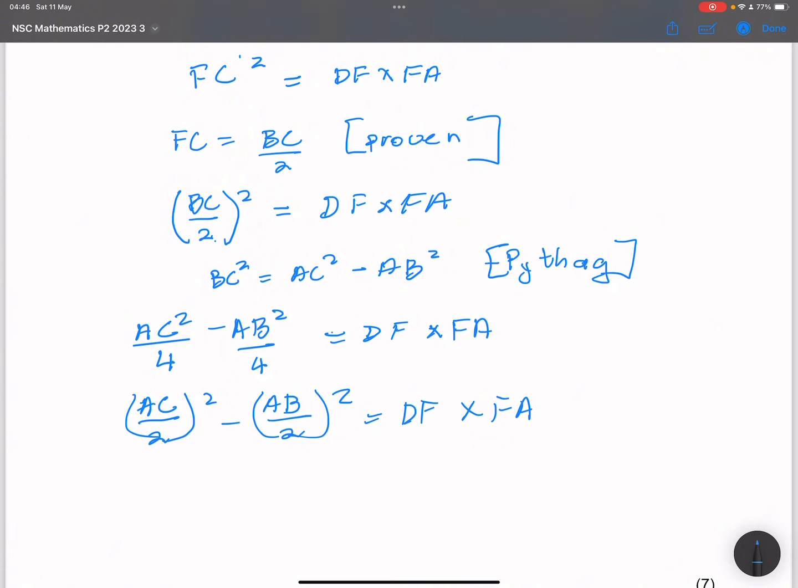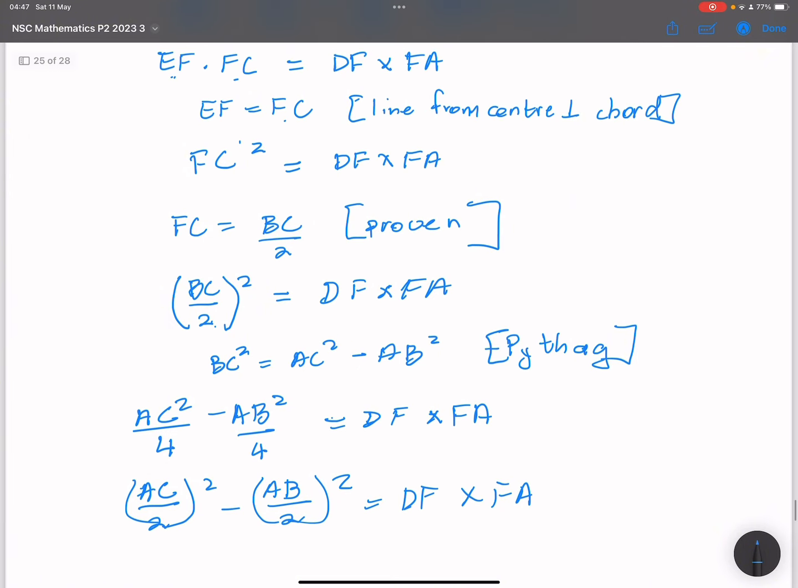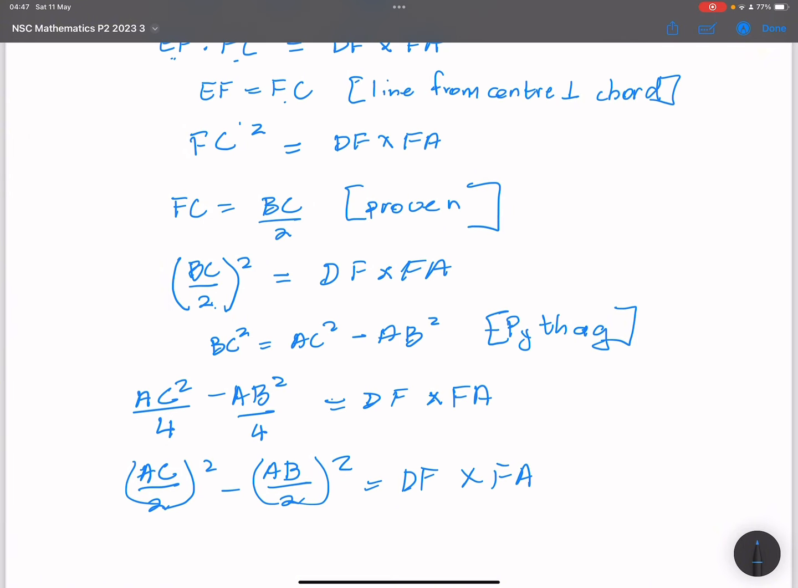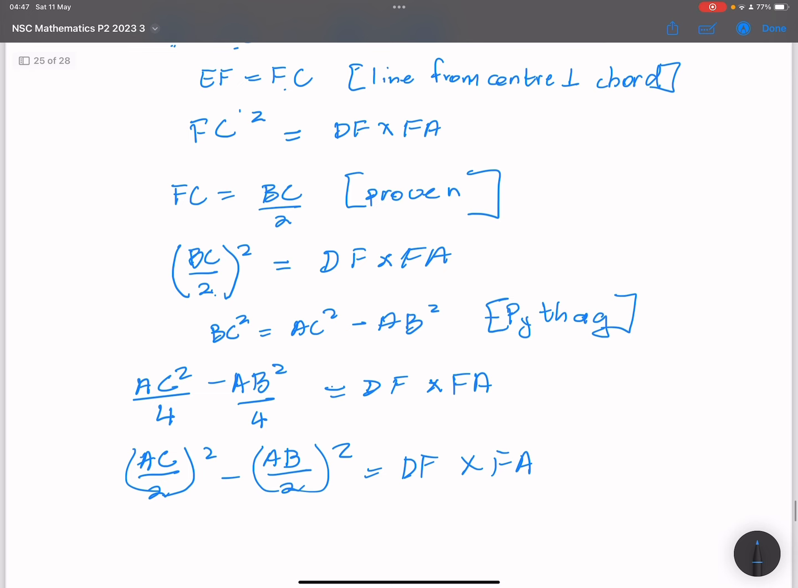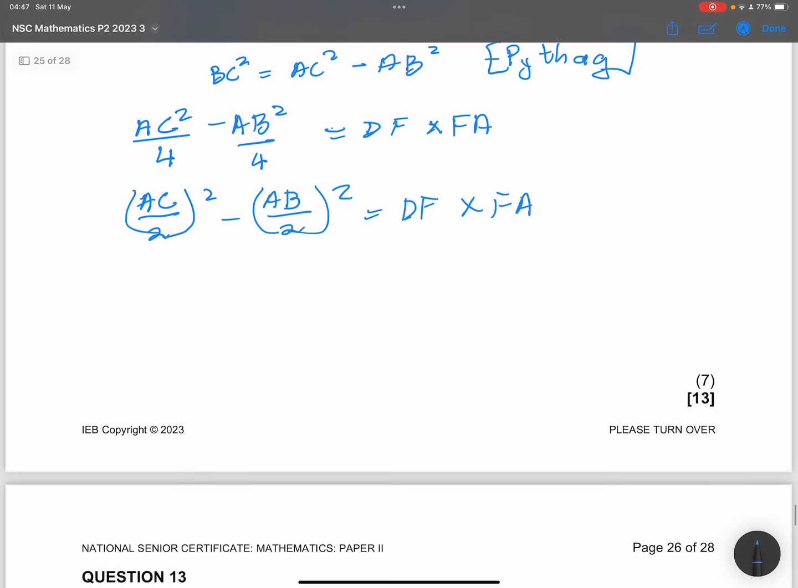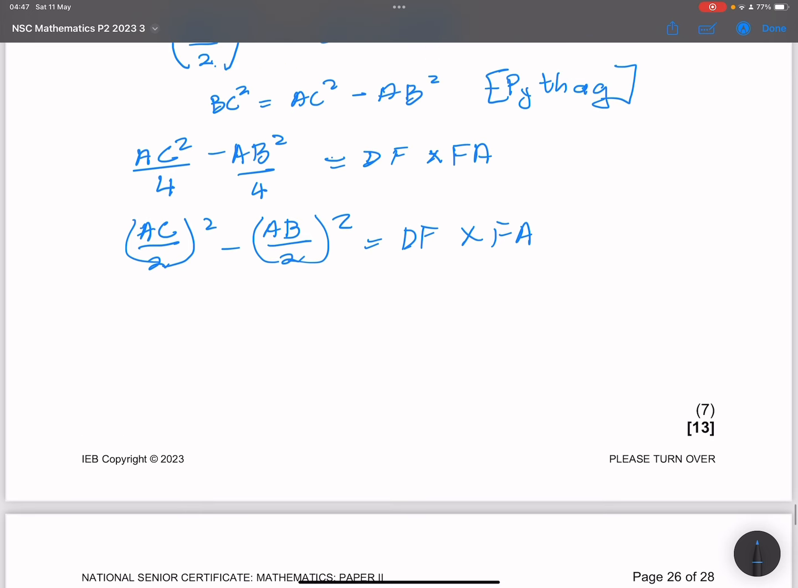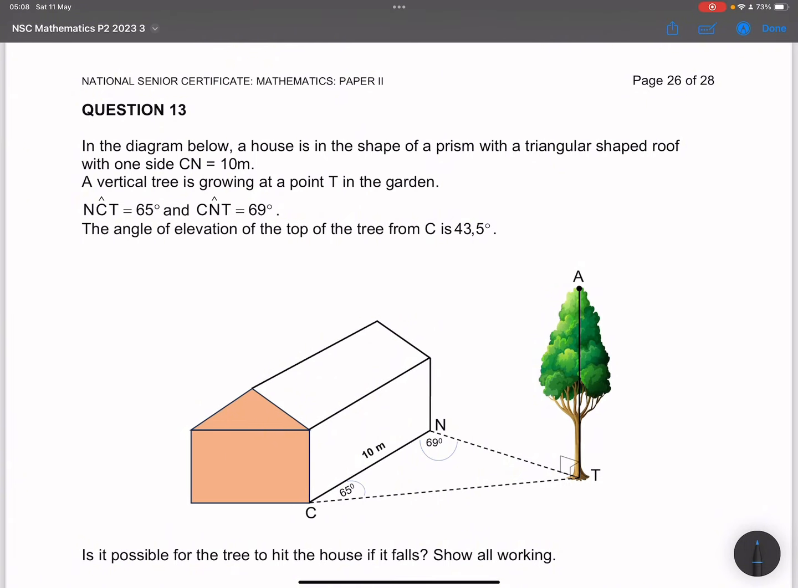I hope that you understood it, ladies and gents. That is really how the cookie crumbles. Now going to go into the next question. We'll look at the last question of this question paper.